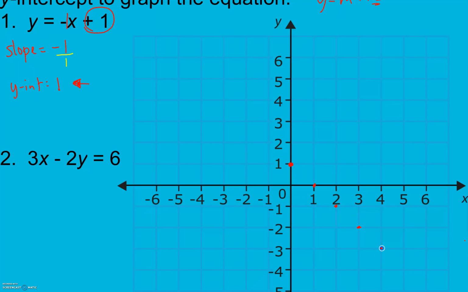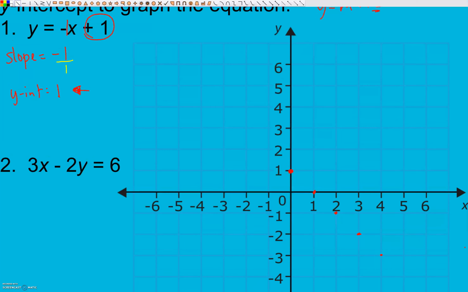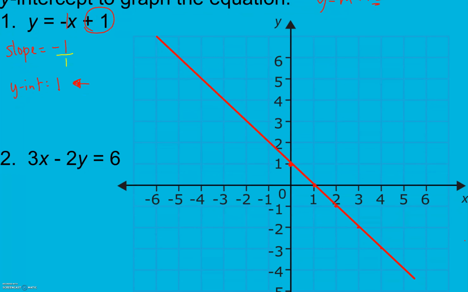And continue our pattern. We can then connect the dots with a line. Make sure we extend it and use arrows to show it continues. Number 2 here is not in function form. It's not in slope-intercept form. So we need to solve for y first.